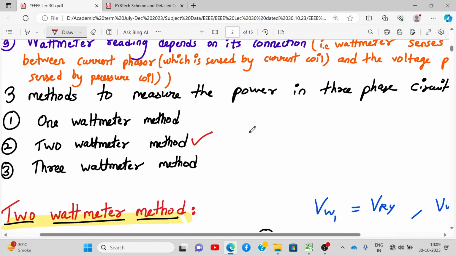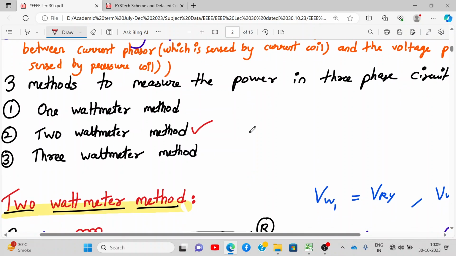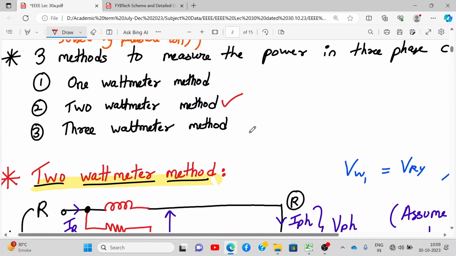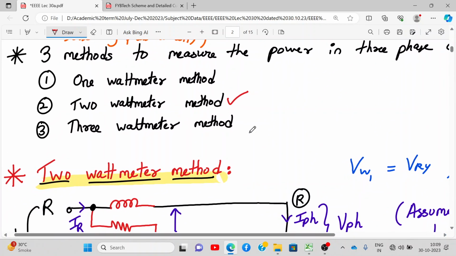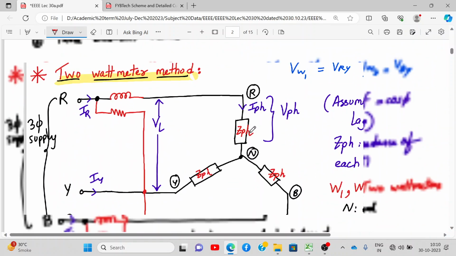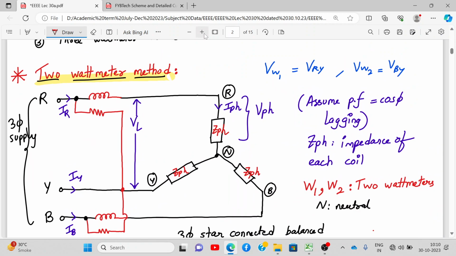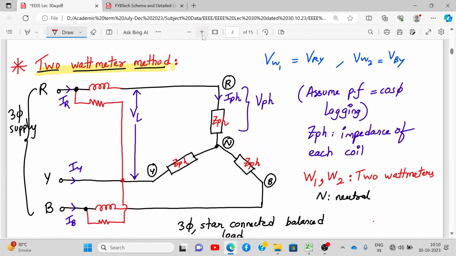There are three methods to measure the power in a three-phase circuit. One is 1 wattmeter method, other is 2 wattmeter method, and third one is 3 wattmeter method. Now in our syllabus we have 2 wattmeter method because that is most used. Okay, so let's draw the power measurement scheme in a three-phase circuit using 2 wattmeter method. So 2 wattmeter method means what? 2 wattmeters will be connected to measure the power. All right. So draw the diagram, please, quickly. Draw the diagram quickly.